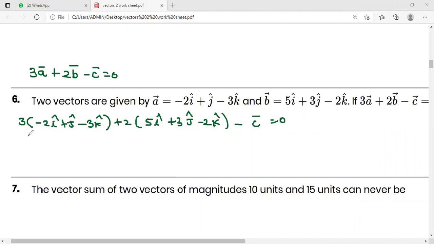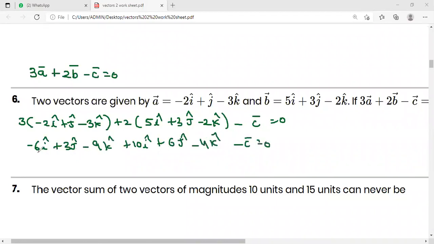Just you write here minus 6I cap by multiplying with 3 plus 3J cap minus 9K cap plus 10I cap plus 2 into 3, 6J cap minus 4K cap minus C bar equal to 0. Then minus 6I cap plus 10I cap, how much it will be? 4I cap. 3J plus 6J will be 9J cap. Minus 9K minus 4K will be minus 13K cap. Minus C bar equal to 0.